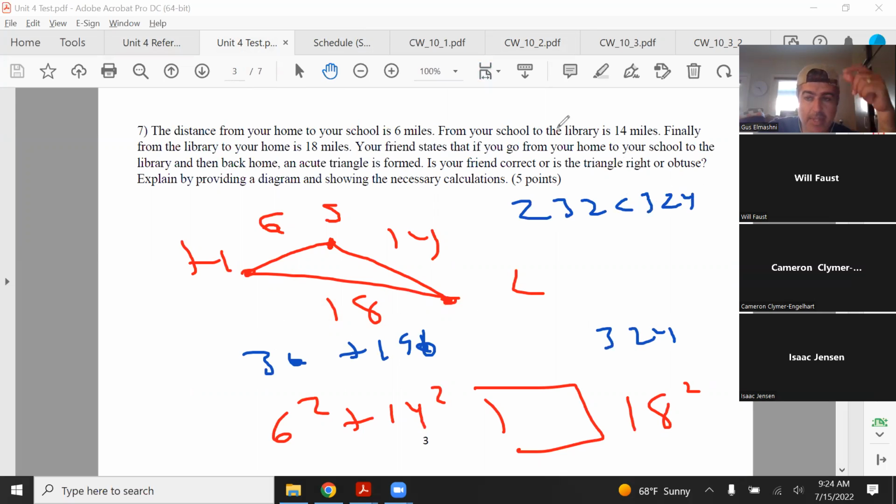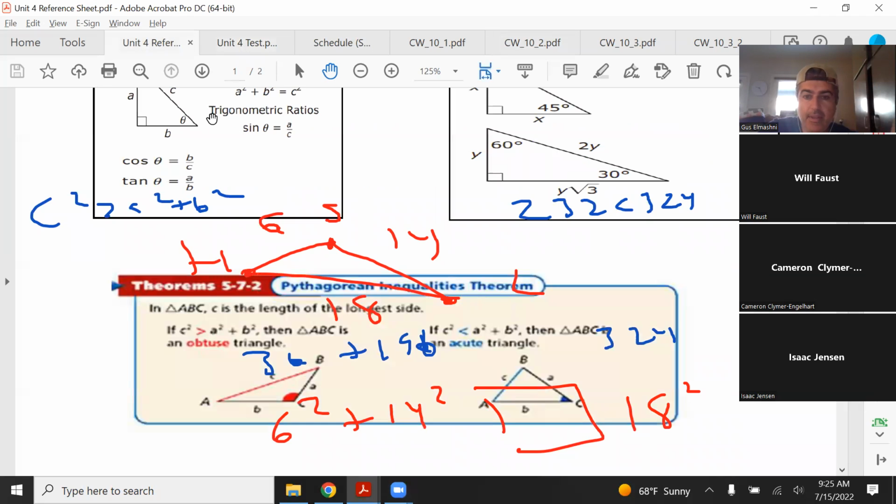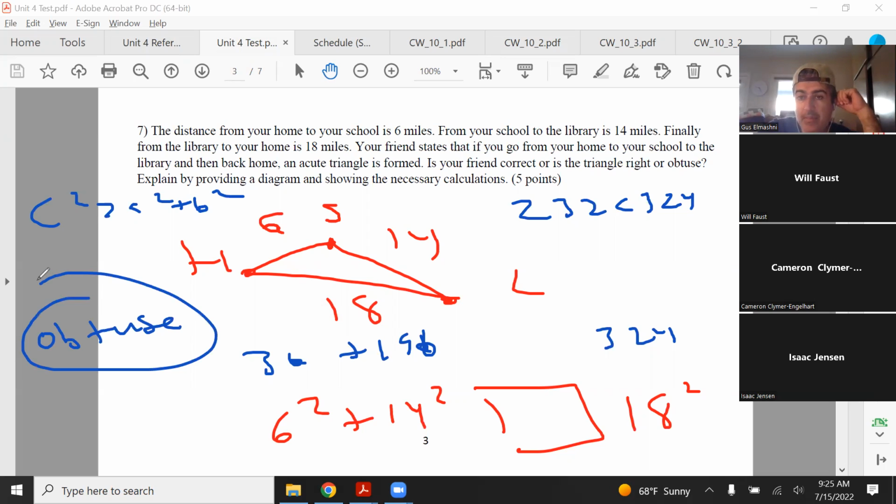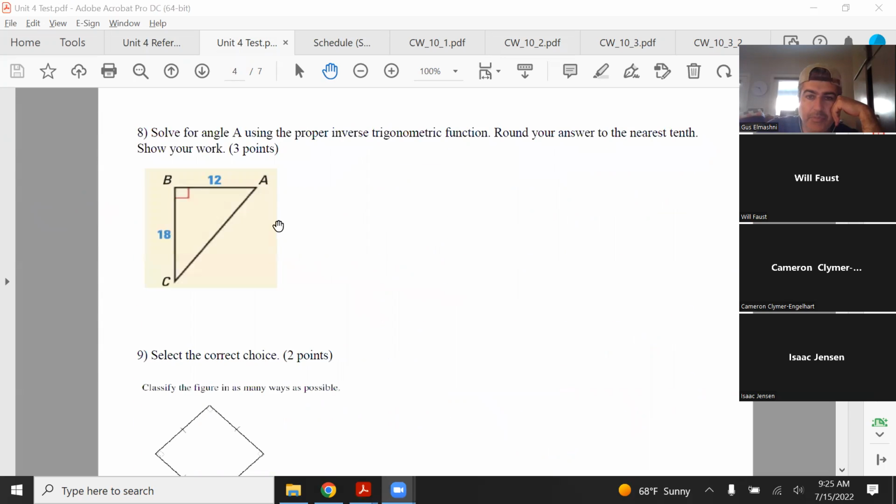When C squared is bigger than A squared plus B squared, use your reference sheets right there. It says right there, it's obtuse. C squared is bigger than A squared plus B squared, it's obtuse. That's it. Not that hard. So yeah, that's what we do for that one. We've done problems like this, maybe not designed exactly this way, but you can draw the triangle and just apply it. That's all. A lot of it is just applied math.